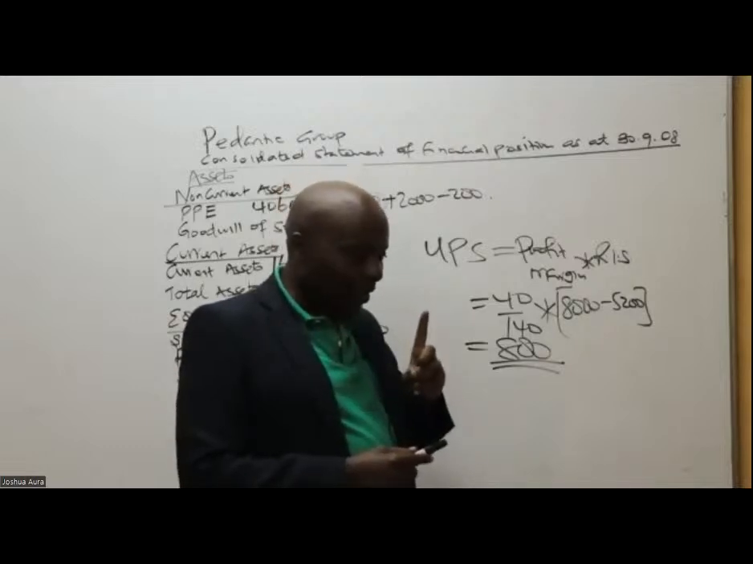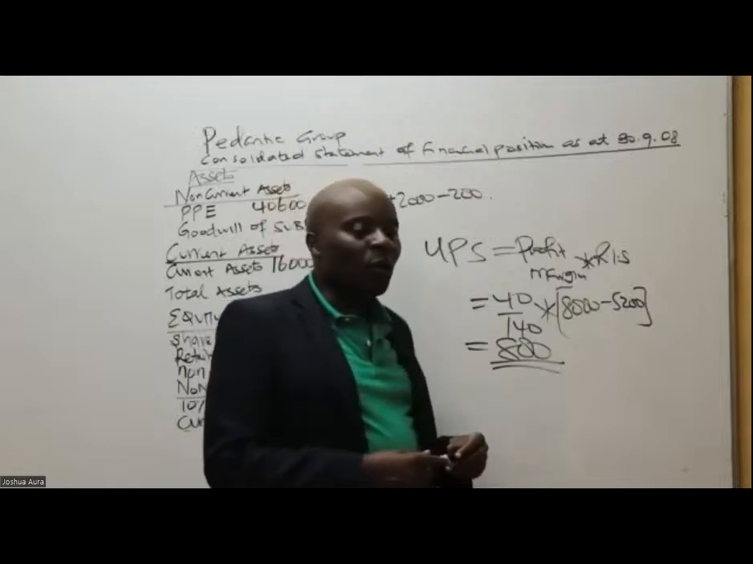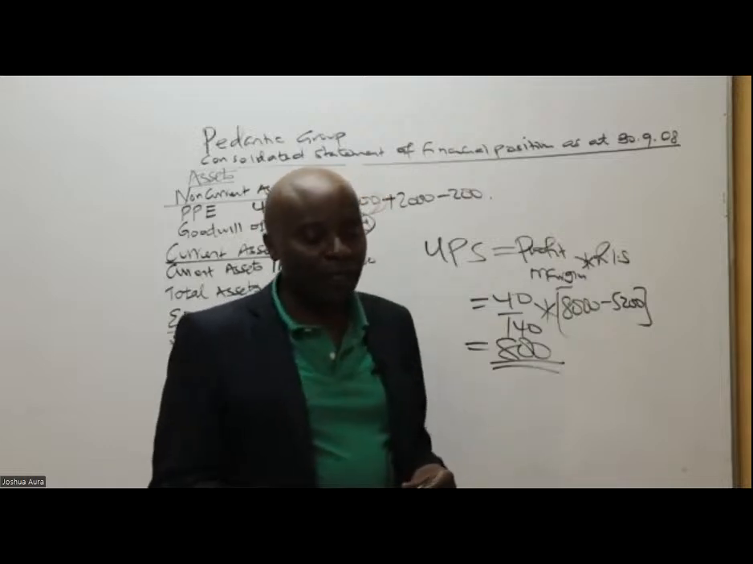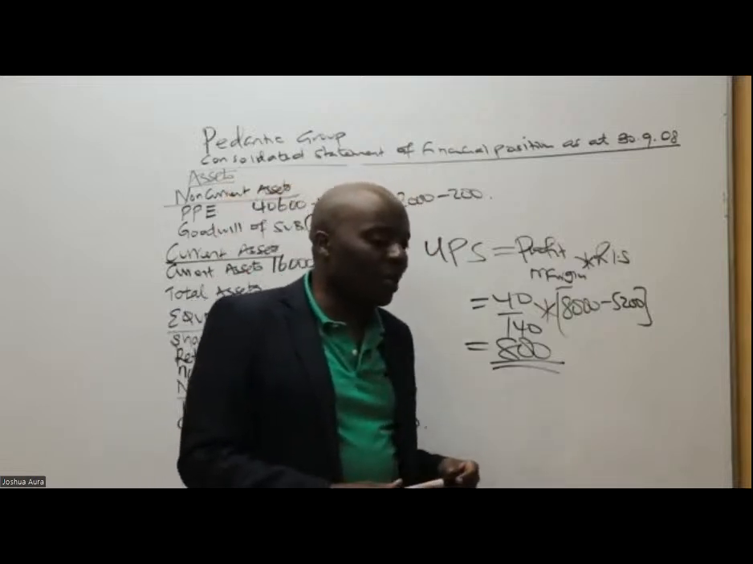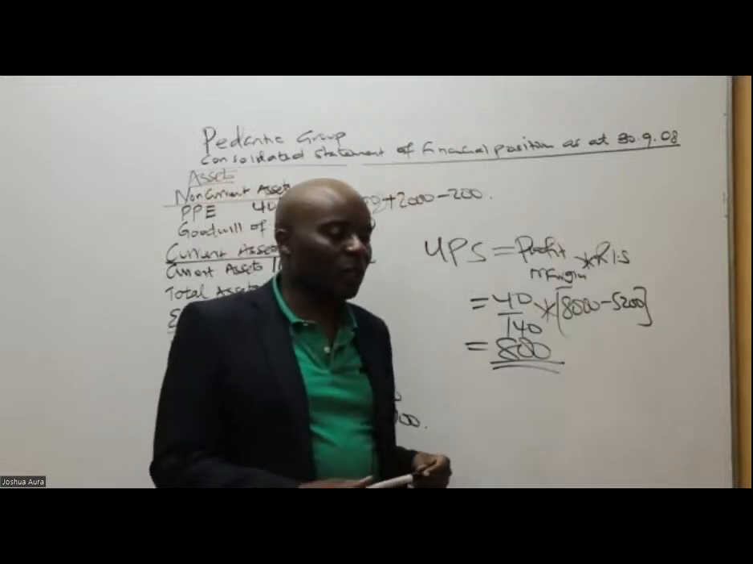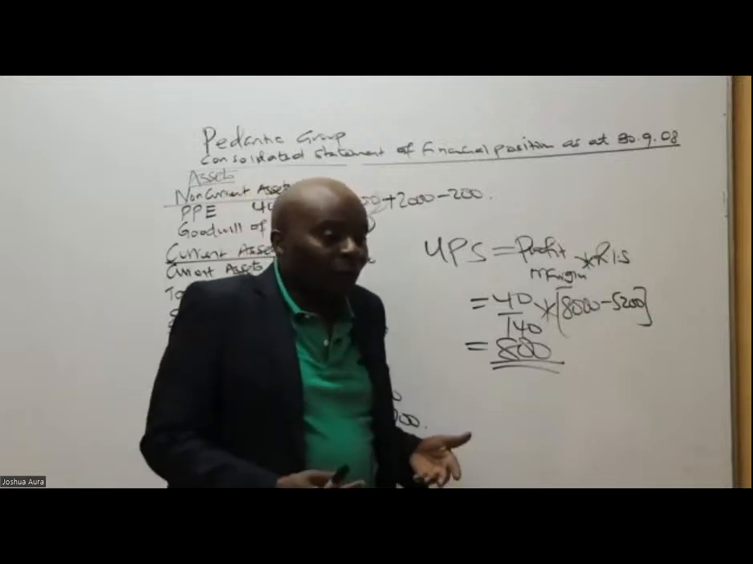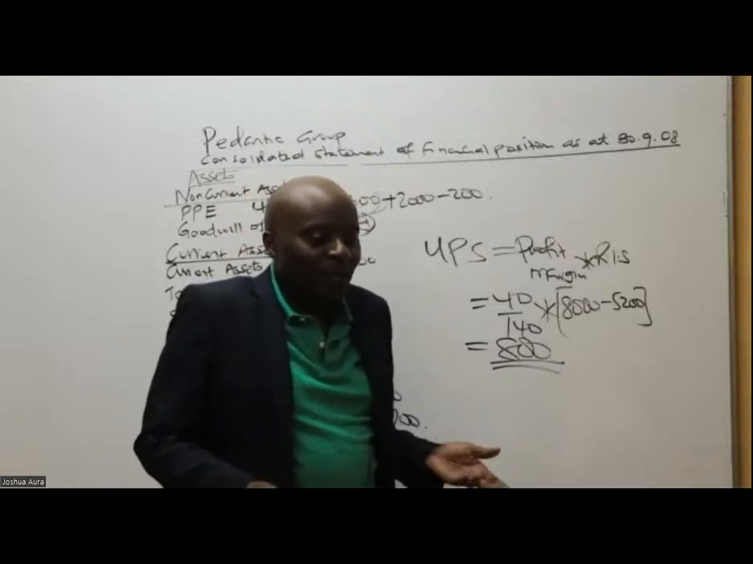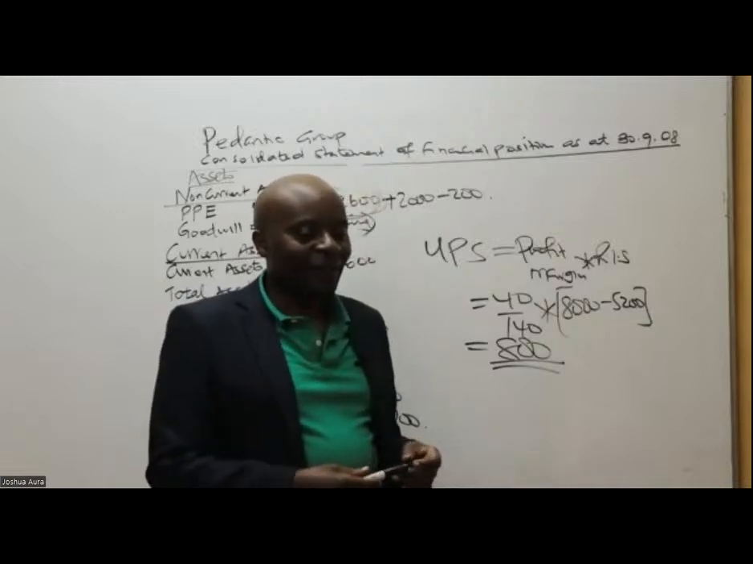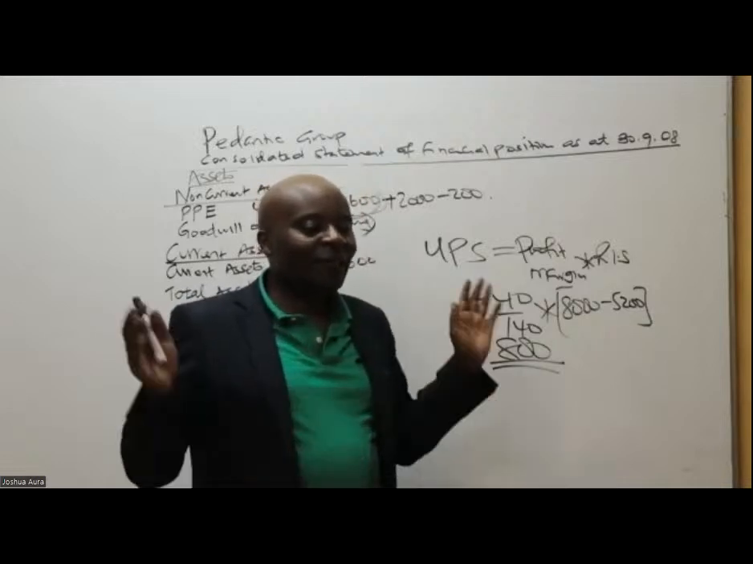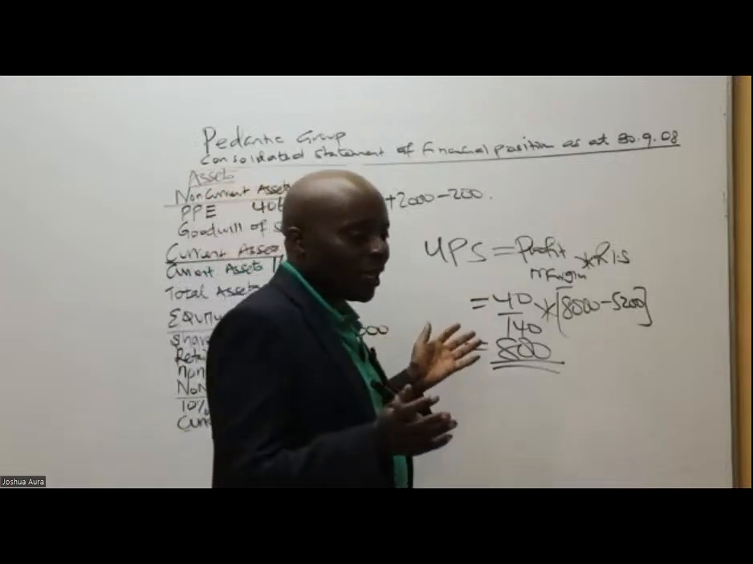Don't ever apportion UPS. And once you have gotten this UPS, could you kindly tell me the accounting treatment? In the group statement of financial position, how should I treat UPS? Less it from inventory, I like that.